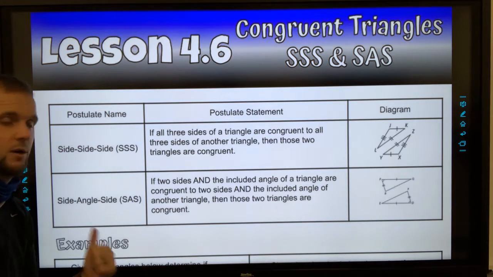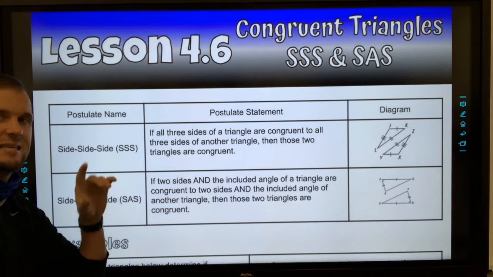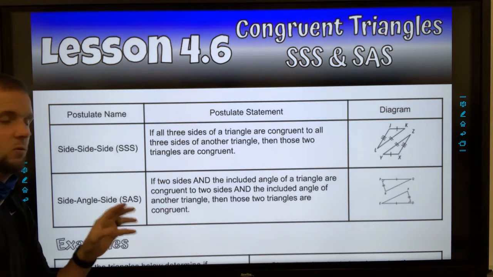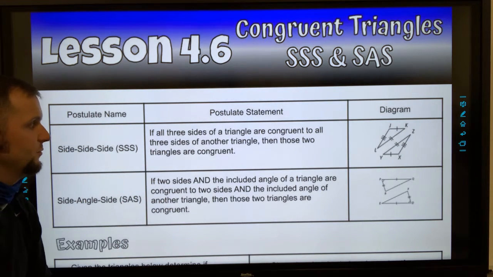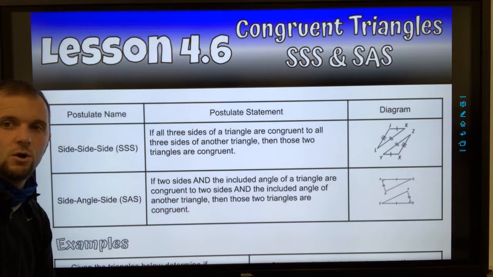Okay, so the first one we're going to look at is called the side, side, side postulate, known as the SSS. What this states is, if all three sides of a triangle are congruent to all three sides of another triangle, then those two triangles are congruent.